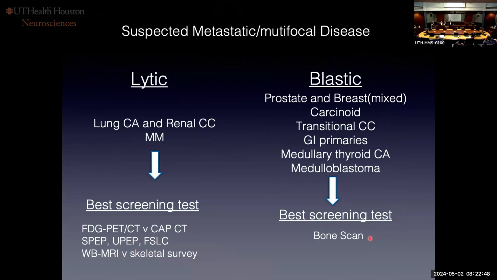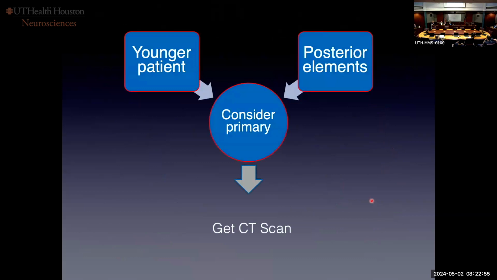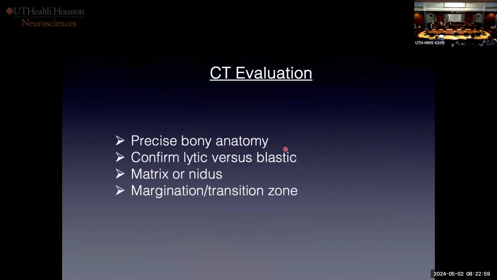Best screening test if the lesions are blastic? It's a bone scan. It's cheap, easy. All right. Posterior element lesion, younger patient, consider primary, get a CT. Why are we doing that?